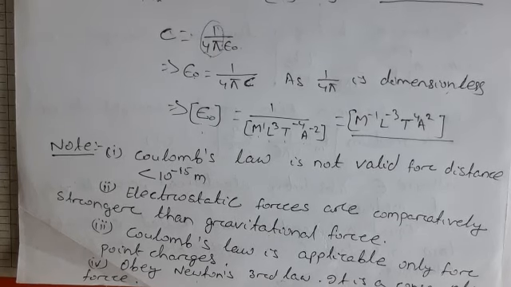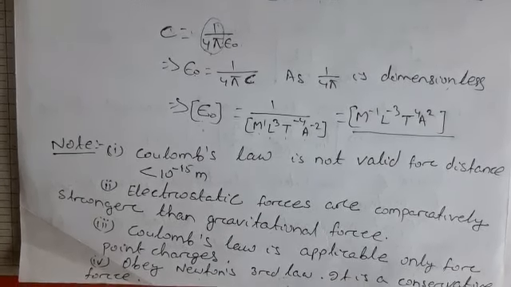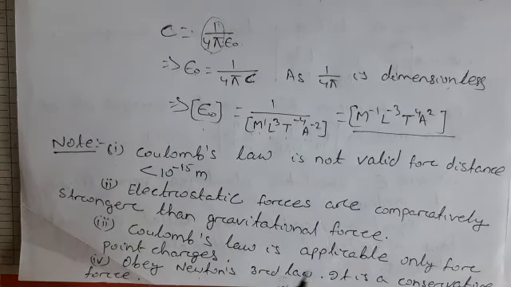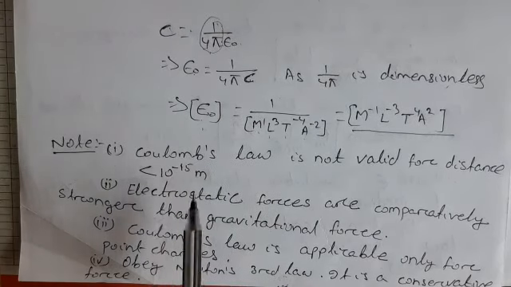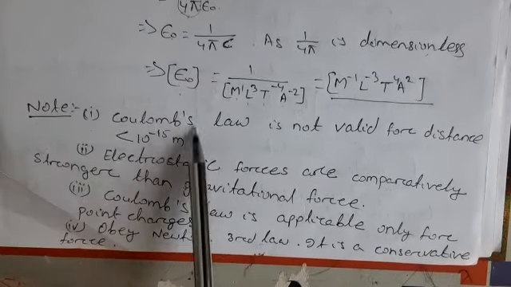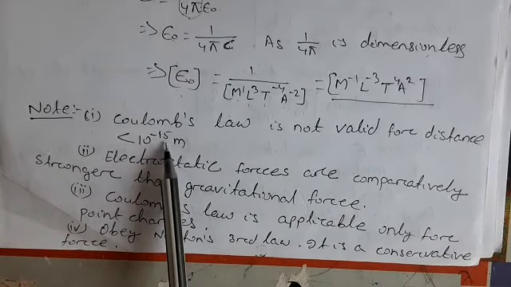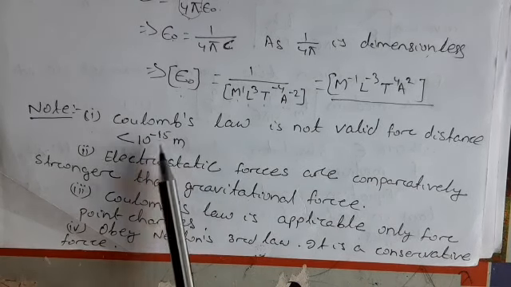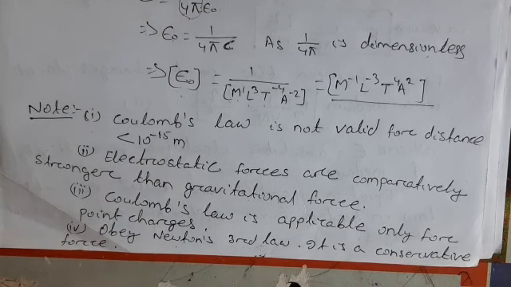And also there are some note points for Coulomb's law that we have to remember. The first point you have to observe that definitely the distance between two charges must be greater than or equal to 10 to the power minus 15 meter, means Coulomb's law is not valid for distance less than 10 to the power minus 15 meter. You have to take the distance between two charges greater than 10 to the power minus 15 meter.